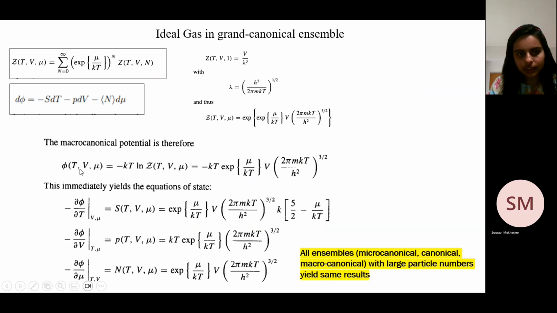And similarly, you can find the macrocanonical potential, which is given by this relation here. Then the macrocanonical potential is again related to the different thermodynamic variables by this expression. So the different differentials of this macrocanonical potential will give you the different thermodynamic variables. And that's how you reach the different thermodynamic variables. We saw that all ensembles, microcanonical, canonical, or macrocanonical, when n is very large, yield similar kinds of results, right?